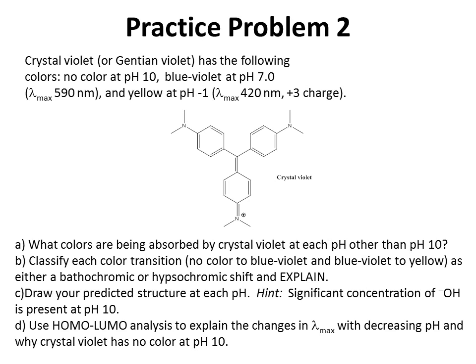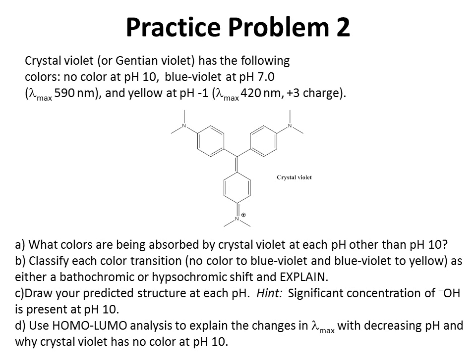Practice problem 2. Crystal violet, or gentian violet, also known as gram stain for staining gram-positive bacteria, has the following colors: no color at pH 10, blue violet at pH 7, which has a lambda max of 590 nanometers, and yellow at pH -1, the lambda max at 420 nanometers, and the molecule has an overall +3 charge. So you want to think about how it would get 3 positive charges. It already starts out with 1.